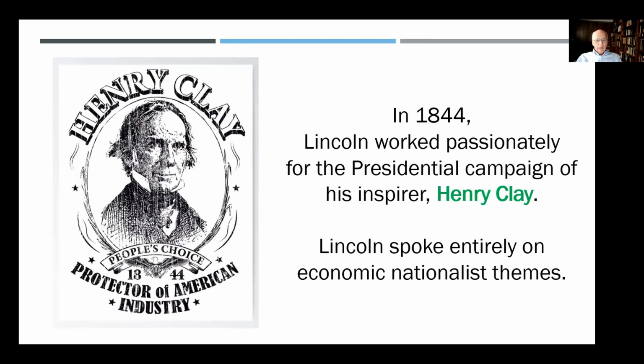In the next presidential election, he worked for his beau ideal, as he called him, Henry Clay, the protector of American industry. In that election, Lincoln's speeches in Illinois and Indiana were all on the economic nationalist themes: high tariff, government-sponsored transportation improvements, and the national bank.